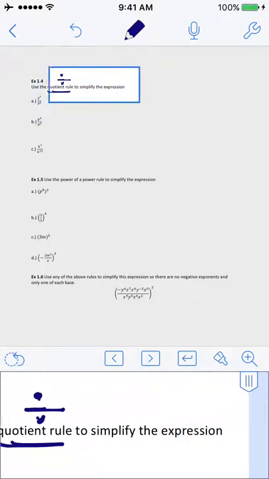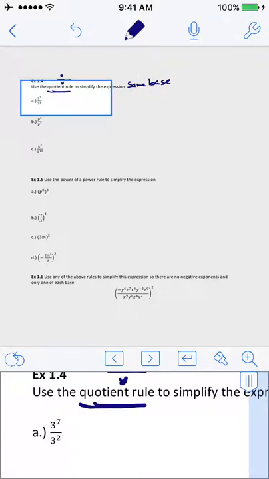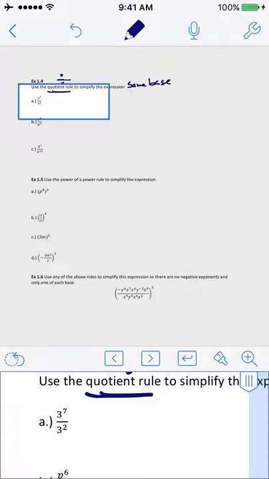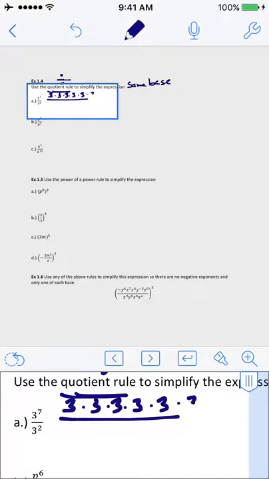Now the quotient rule says, again, you must have the same base. Otherwise this rule doesn't really work, and we're going to see why in a sec. If you have the same base, though, like you do in example A, you can essentially cancel some stuff. Some people view it as subtraction. We'll look at it both ways. But here's what's happening. If I have 3 to the 7th over 3 squared, then what I have is 3 times 3 times 3 times 3 times 3 times 3 times 3 over 3 times 3, right? I have 7 3's on the top and 2 3's on the bottom.